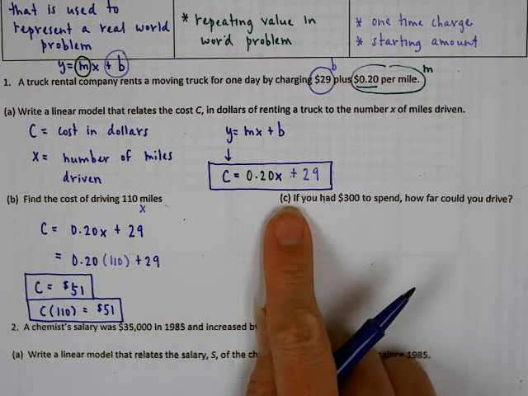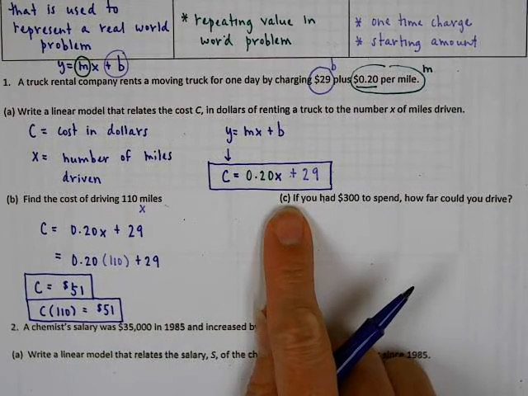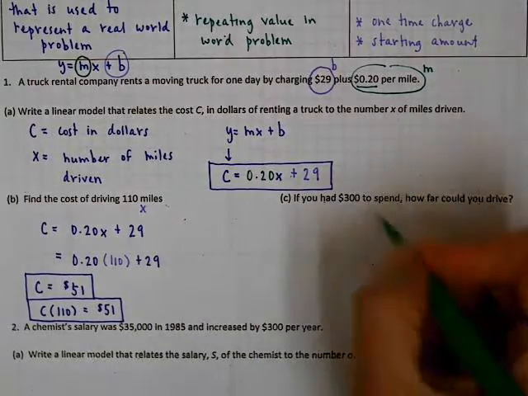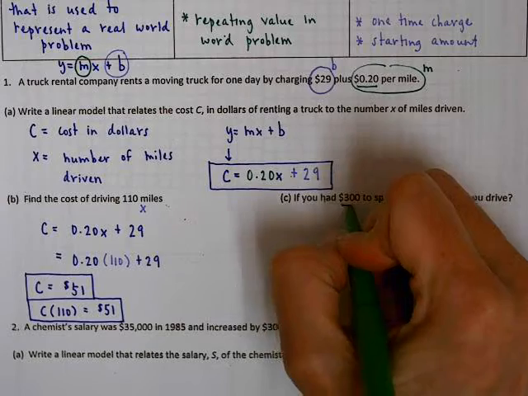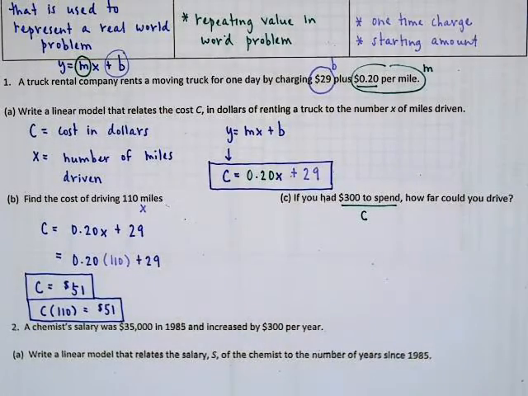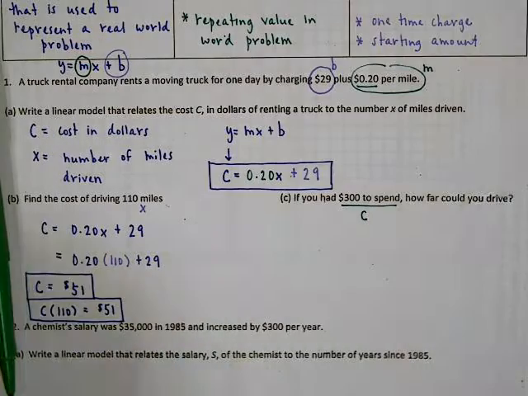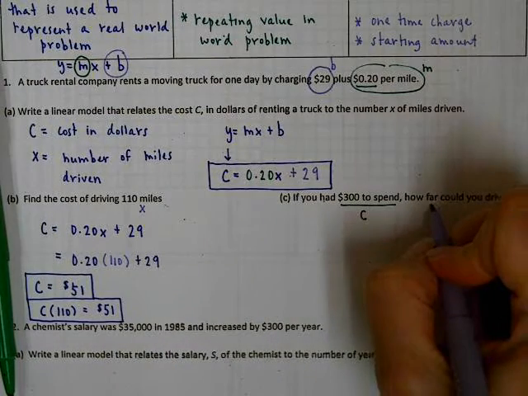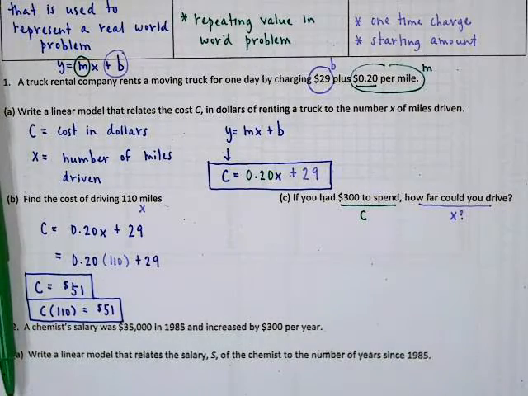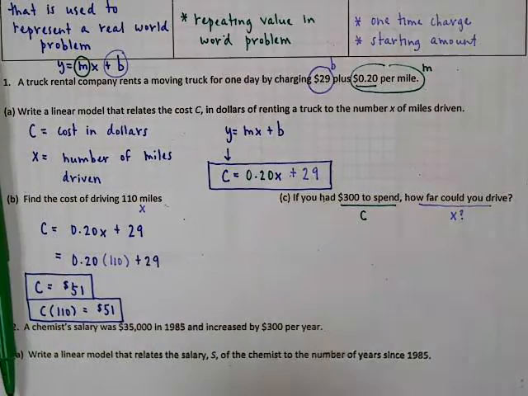Now, part C is a slightly different question. Now they're telling us here if you had $300 to spend, right? So that's actually going to be our C. That's talking about our cost. And they're asking us how far could you drive, right? They want to know what would that X be? What would the number of miles be?